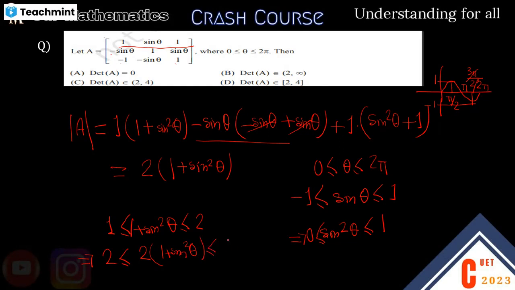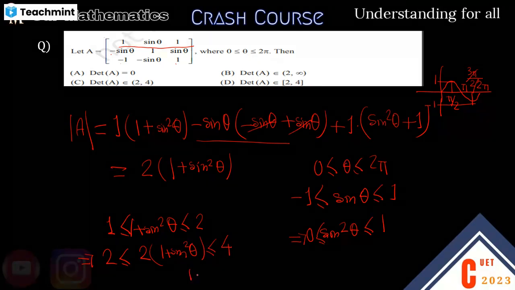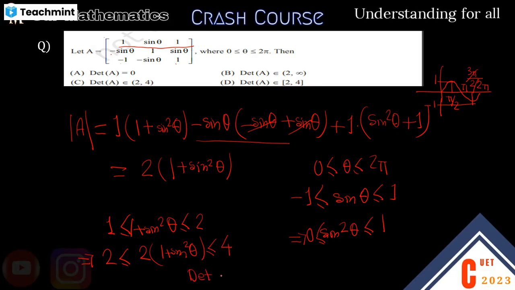Is less than or equal to 2 into 2, that is 4. That means the determinant of A lies between, belongs to what? The closed interval 2 comma 4. That is option number D. Okay.